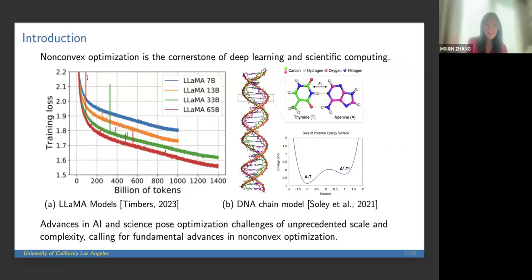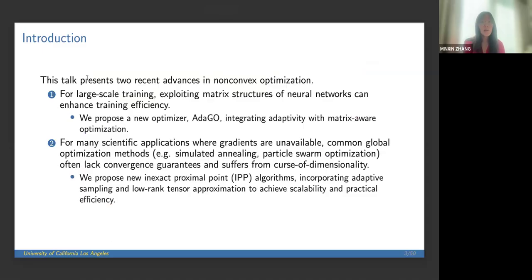So overall, advances in AI and science pose optimization challenges of unprecedented scale and complexity, calling for fundamental advances in non-convex optimization. Today, my talk will present two of our recent advances in non-convex optimization based on two motivations. One is that recent evidence is showing that for large-scale deep learning training, exploiting matrix structures of neural networks can enhance training efficiency. So we propose a new optimizer. We name it AdaGO, integrating adaptivity with matrix-aware optimization.